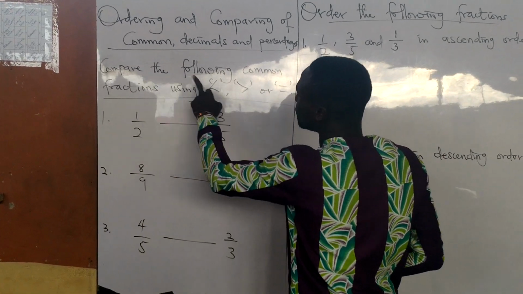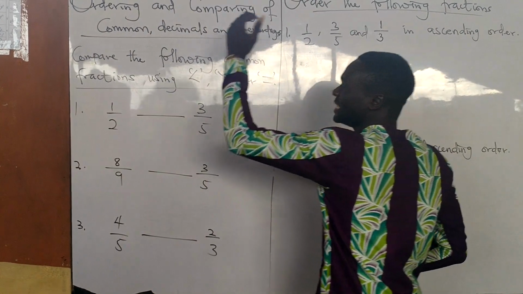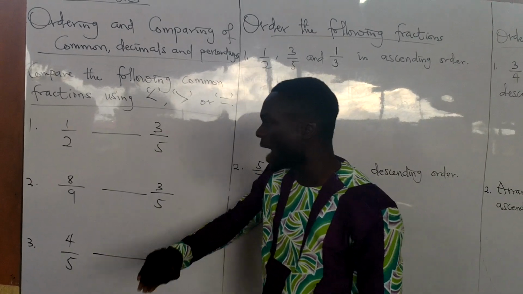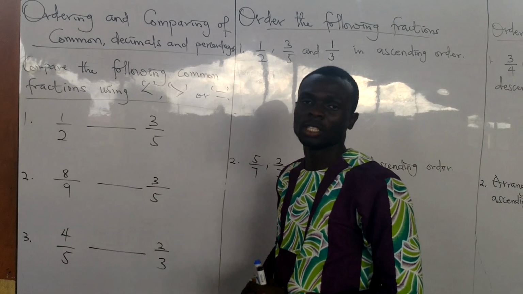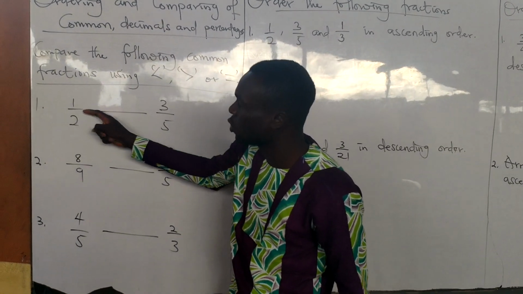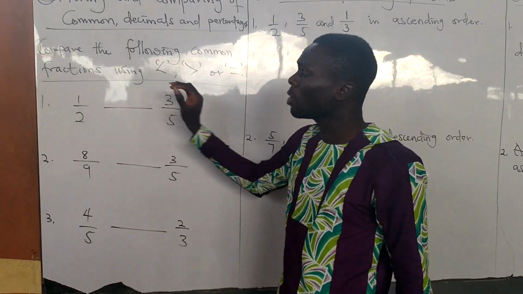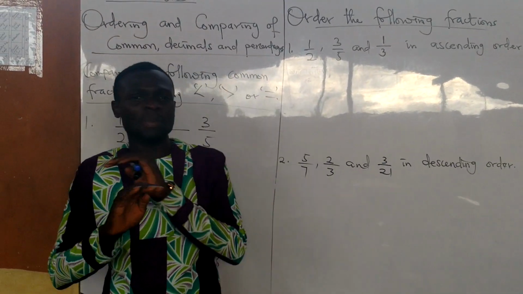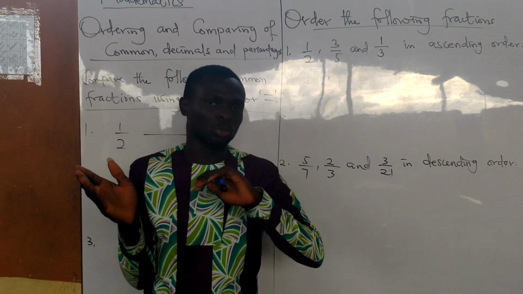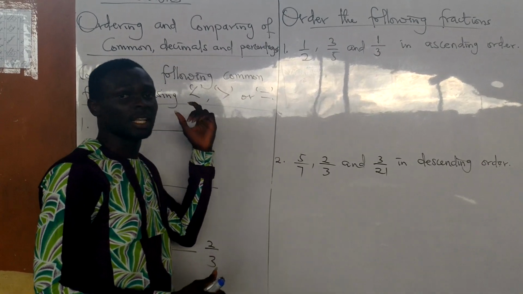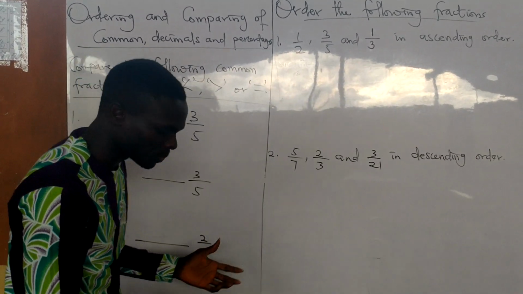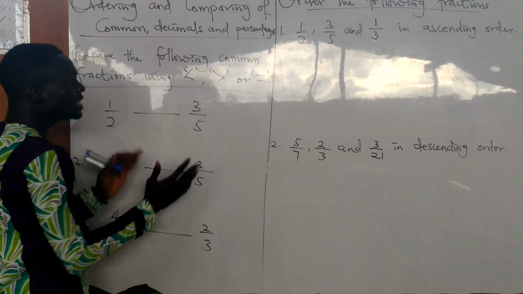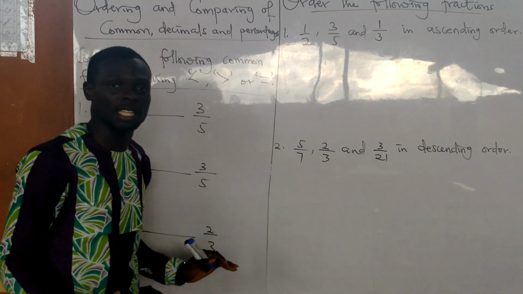We have here: compare the following common fractions using the less than, the greater than, or the equal to signs. How can we compare these common fractions? Good. Now, before we compare the first one, which is 1 over 2 and 3 over 5, we have to know certain things, or we can use some easy method to compare these two. But first we have to know the less than, the greater than, and the equal to. Now if you have been given 1 over 2 to compare with 3 over 5, with this approach there is no need for you to find the LCM.